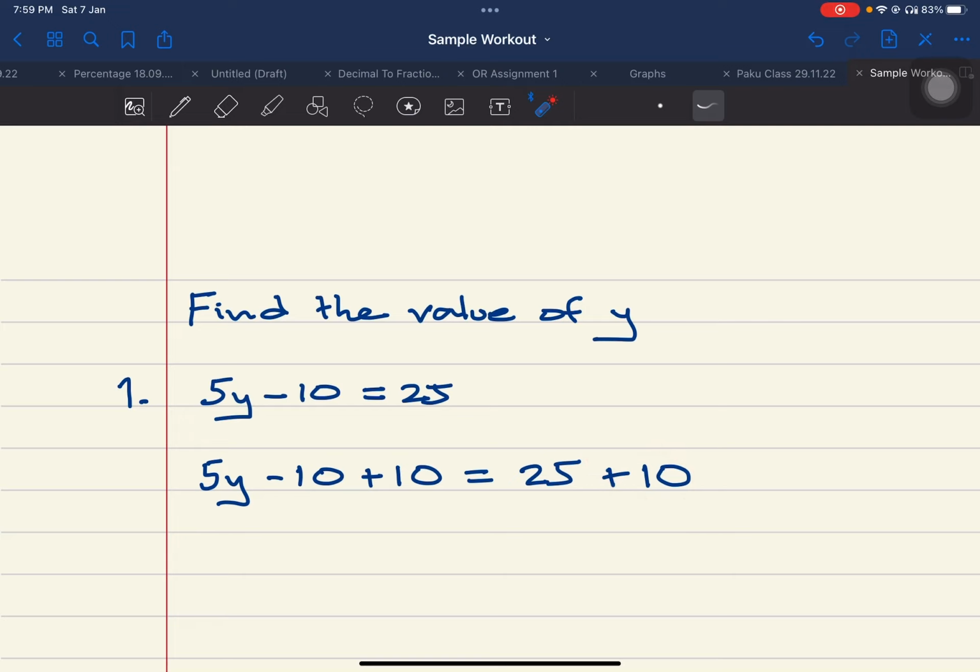Now, when we do this, you can notice that minus 10 plus 10 gives you 0, all right? So our expression reduces to 5y plus 0. If you want to write 0, you can write it, or it's not necessary. You can simply get rid of it. It is equal to, take a look, 25 plus 10, which is equal to 35 in this case.